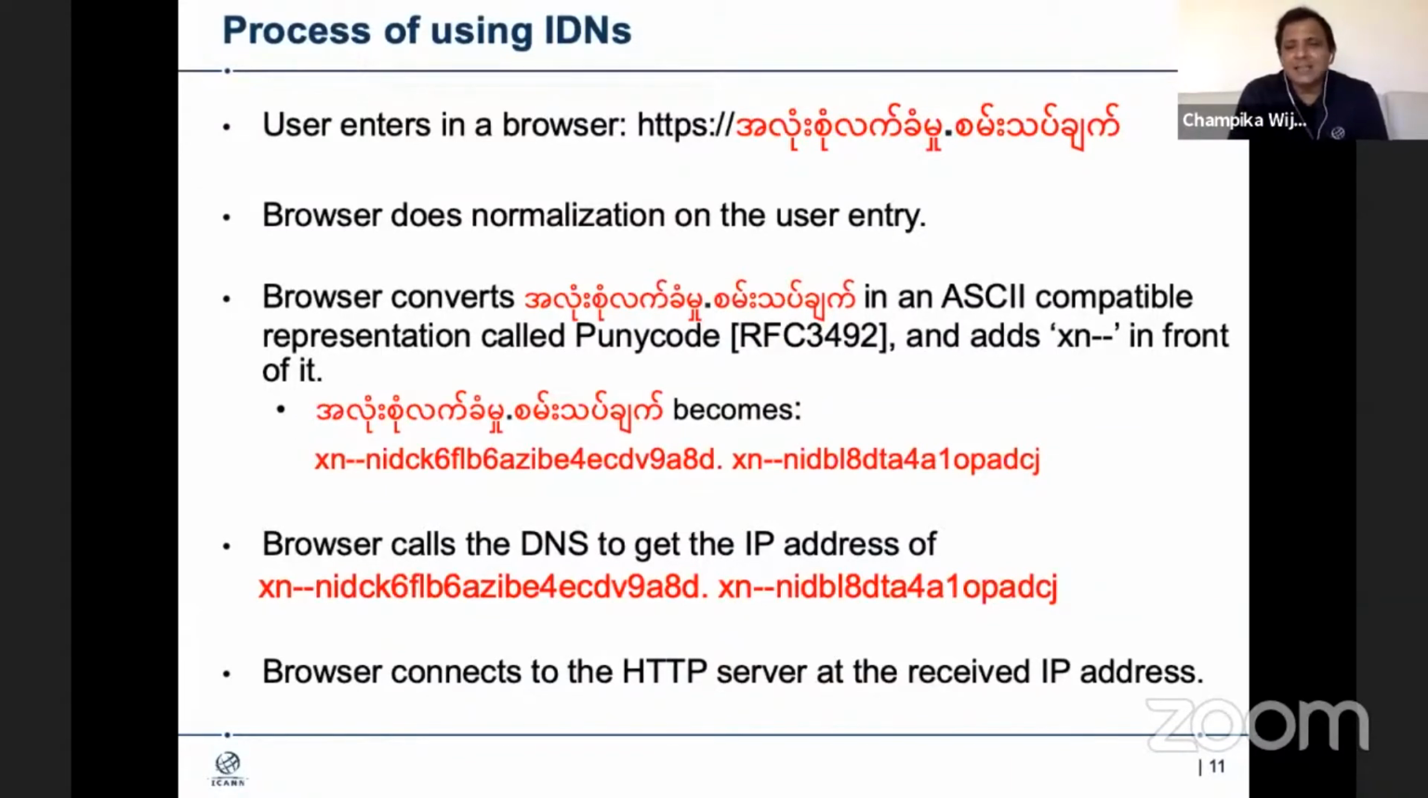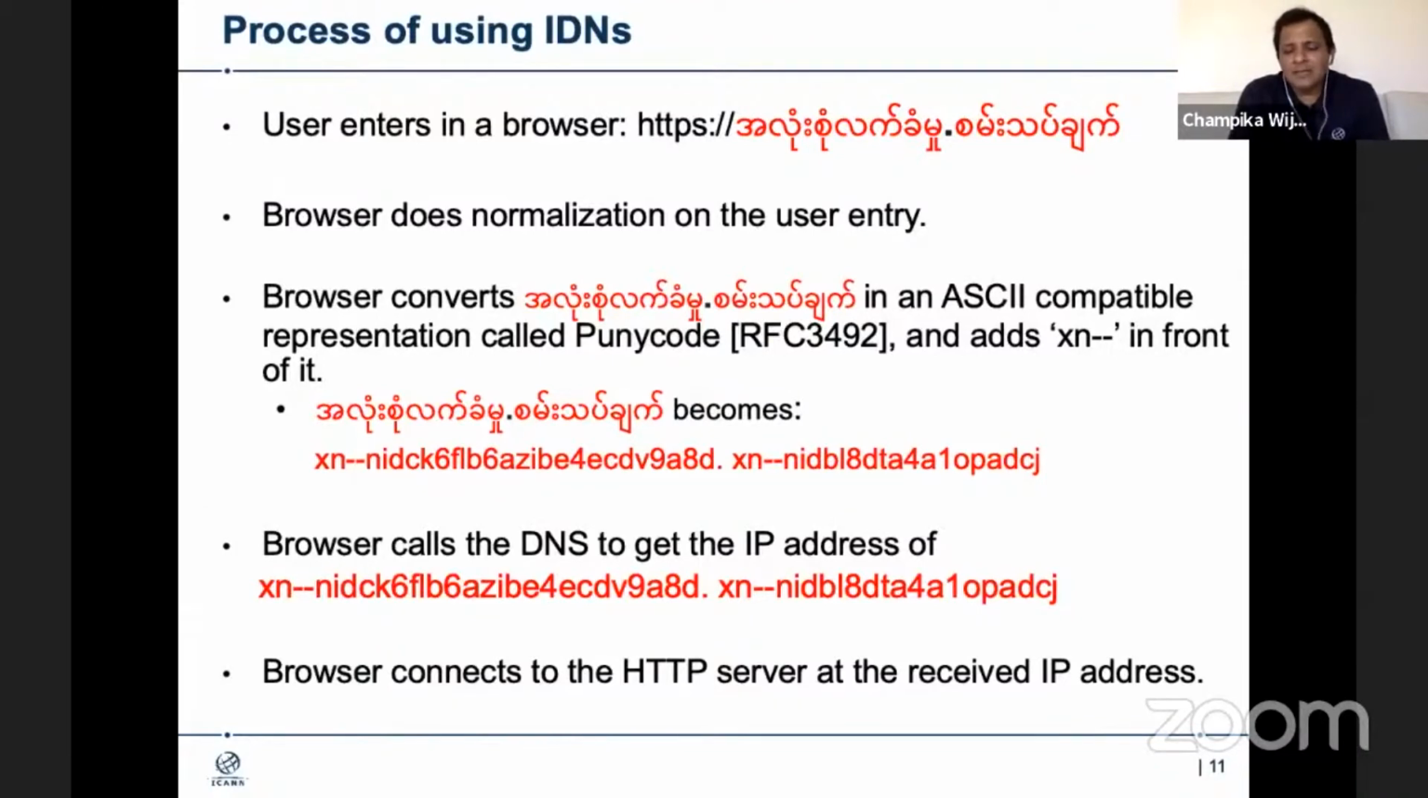DNS doesn't understand these local scripts. DNS queries work based on ASCII, right? So we have to convert this Myanmar script into an ASCII script. So this is something that the application has to do. So there's something called normalization that should happen.